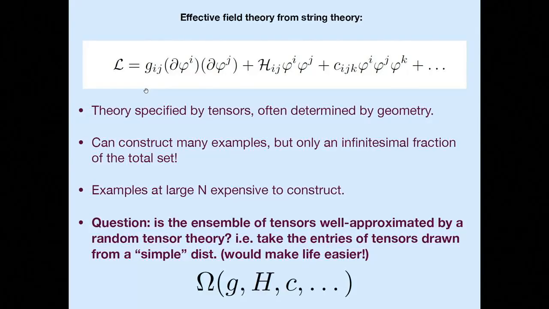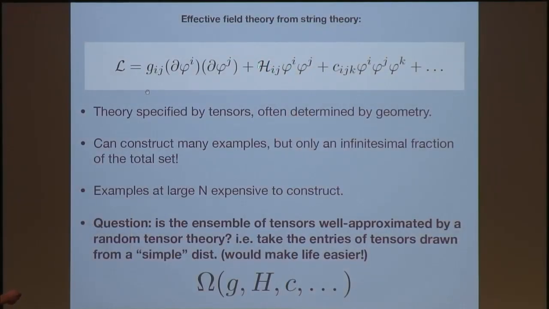So how do we actually write down these effective field theories coming from string theory? Well, after you've specified your field content, which are these fields phi, you write down the scalar object called a Lagrangian, which tells you all about your physical theory. So for instance, you have distances on field space captured by some metric, G_ij, you have a mass term, H_ij, and then you have all sorts of interactions such as Yukawa couplings, C_ijk. So this theory, besides being specified by the fields, is specified by tensors, which are often determined by geometry.